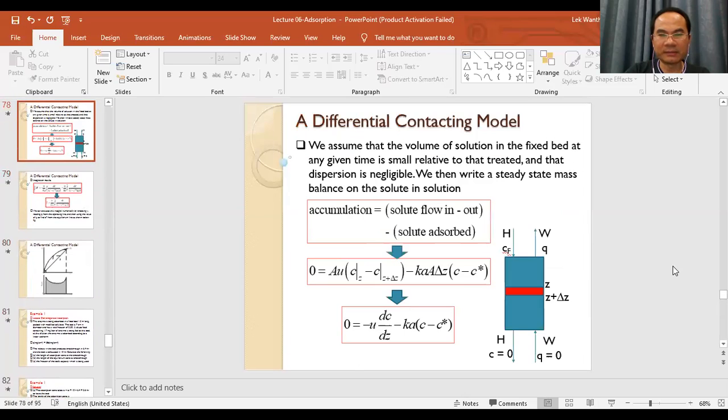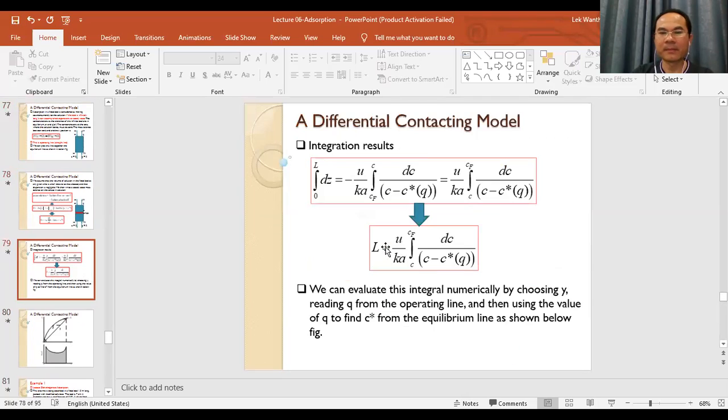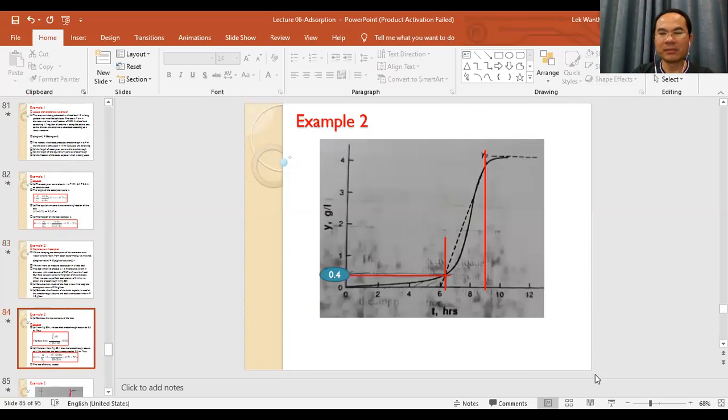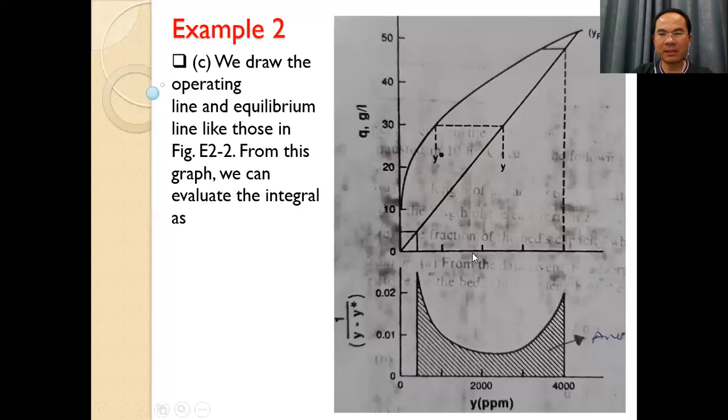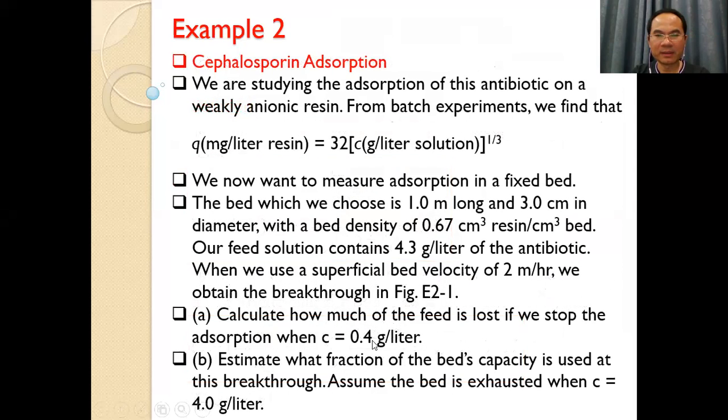If you try this, C equal to WQ. That's right. It's equal to WQ. S is the amount of feed. W is the amount of adsorbent. That's right. Volume adsorbent. Okay. You plot Q with respect to C, right? Q versus C. You get it, and then this is the feed. You start from 4. That's right. You start from 4. This case, 4 gram per liter. That's right. Or 4,000 ppm. For this case, 4,000 ppm.